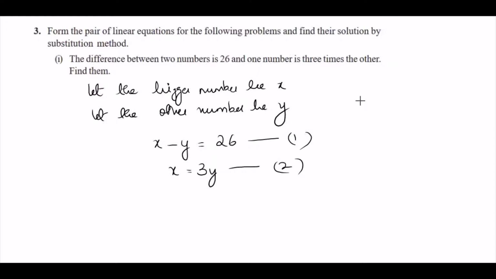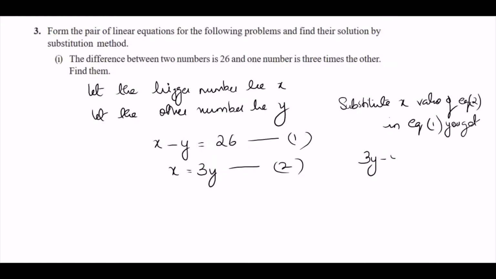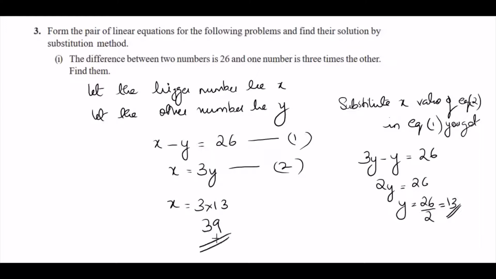So when you substitute the x value of equation 2 in equation 1, you get 3y minus y is equal to 26. This is a linear equation in one variable. 3y minus y is 2y, that is equal to 26. So y is equal to 26 by 2, that is 13. So we have got the y value. Now substitute this y value in the second equation to get the x value. So x is 3 into 13, that is 39. So the x value is 39 and the y value is 13.